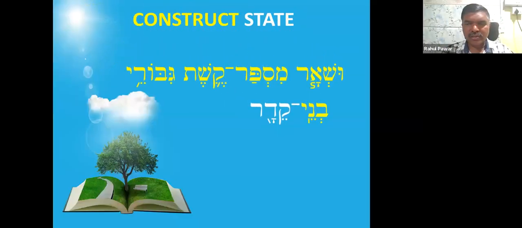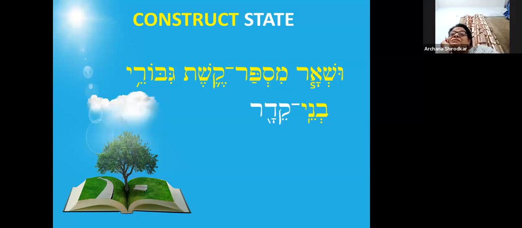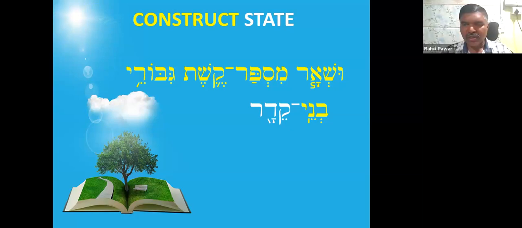Now, this example is a little complicated one, because you see here 1, 2, 3, 4, total 4 nouns in construct state, in yellow color. It is connected with the one noun which is in absolute state, Kedar.